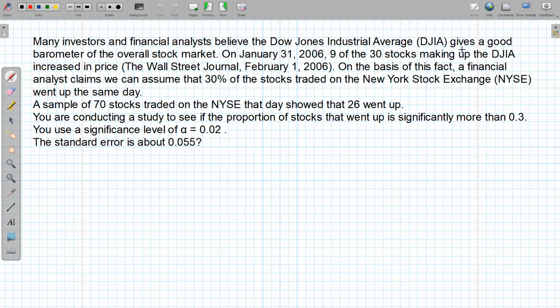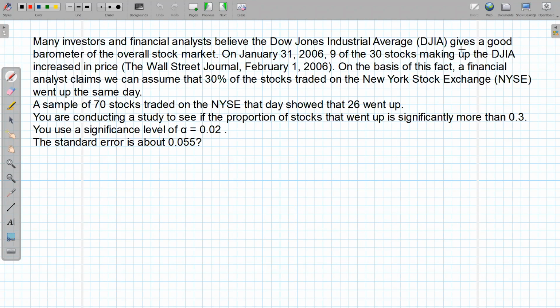So somebody went out and grabbed a sample of 70 stocks that traded on the entire New York Stock Exchange, not just the Dow Jones average. That's just a slice of all possible stocks. And they found that 26 out of the 70 went up. We want to conduct a study to see if the proportion of stocks that went up is significantly more than 0.3 or 30%. They give us a significance level of alpha is 0.02, 2%.